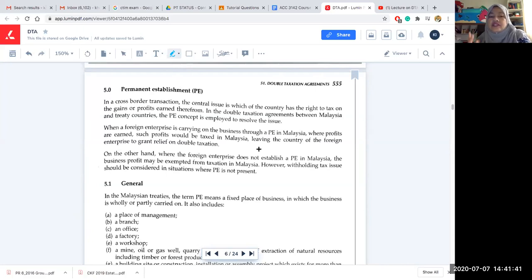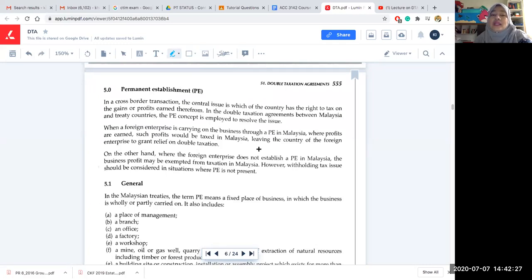The central issue when talking about cross-border transactions is which country has the right to tax the gain or profit earned therefrom. In the double tax agreement between Malaysia and treaty countries, the PE concept is employed to resolve the issue. So now we are talking about business income, when a foreign enterprise is carrying on the business through a PE in Malaysia. So if you have, for example, a Japanese company having a business in Malaysia, you want to see whether that Japanese company has a permanent establishment in Malaysia or otherwise.